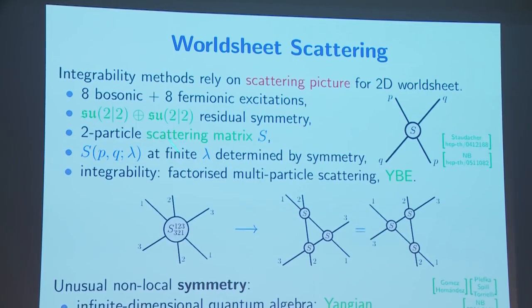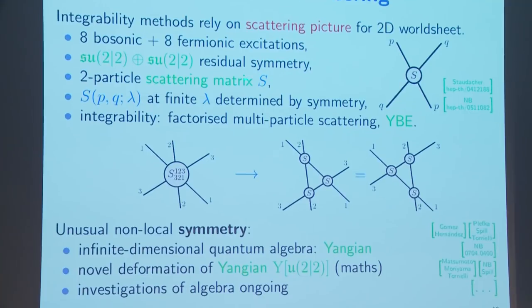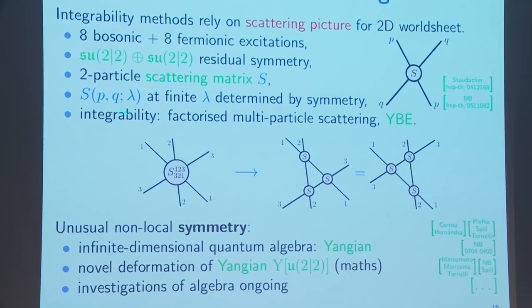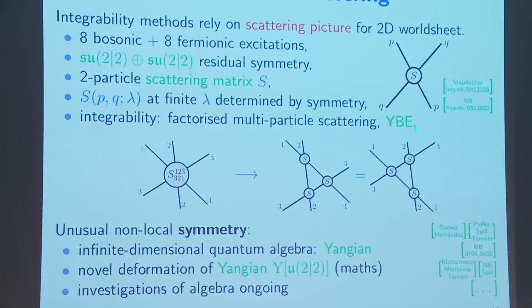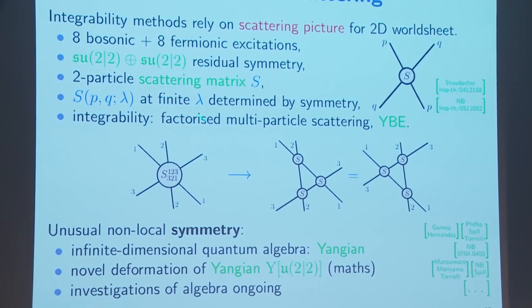And the nice thing is that this two-particle scattering matrix is of a particular form, which is compatible with integrability. It allows factorized multi-particle scattering because it satisfies the Yang-Baxter equation. And so then, at least with the assumption that this is a factorized scattering problem, you can derive all n-particle scattering processes only through the two-particle scattering process.